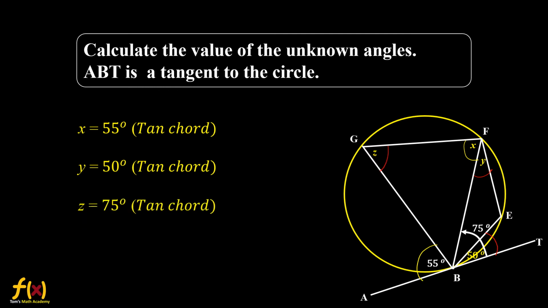Lastly, angle Z. Look at which chord is subtending angle Z. Find out. That is chord BF. Do we have an angle between that chord and the tangent? Yes, we have 75 degrees here. So angle Z is 75 degrees. Hope you understand the techniques. Very easy to score all these marks.